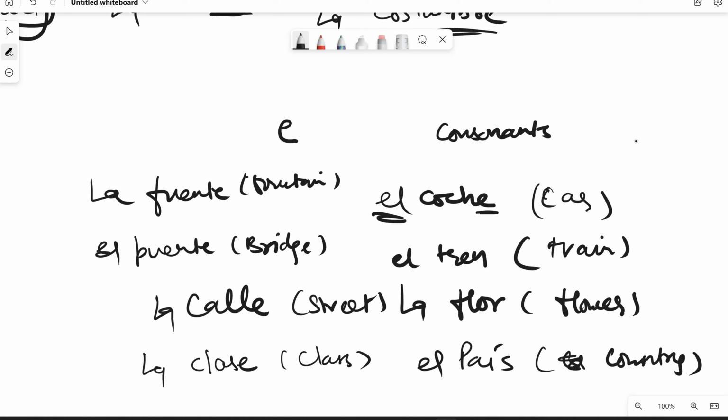So the nouns that end in consonants or the nouns that end in E, there's no way of figuring out their gender just by looking at the endings. It could be either masculine or feminine. It's better to memorize these nouns along with the articles so that you remember the gender of the noun. So when you're memorizing these nouns, memorize them along with the articles. For example, street, la calle, car, el coche, flower, la flor, country, el país, fountain, la fuente.